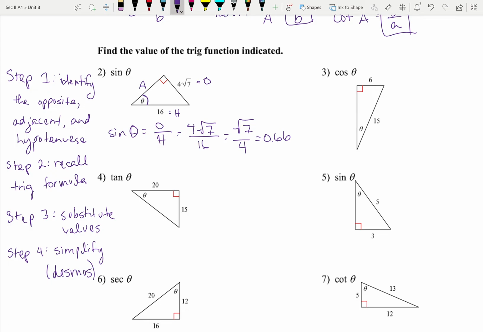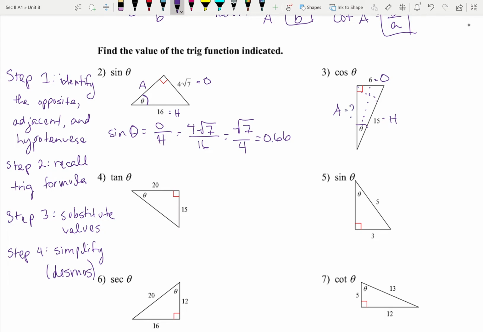Okay, let's do another example. Example 3 here. If I follow my steps, step 1, identify the opposite, adjacent, and hypotenuse. So find theta. Opposite of the right angle is the hypotenuse. So that means that this one is A over here. Okay, we don't know A.